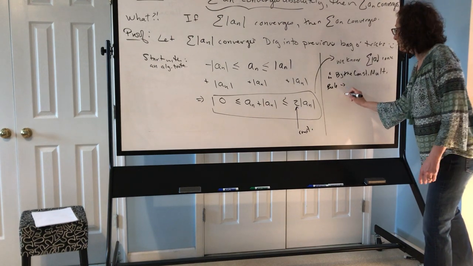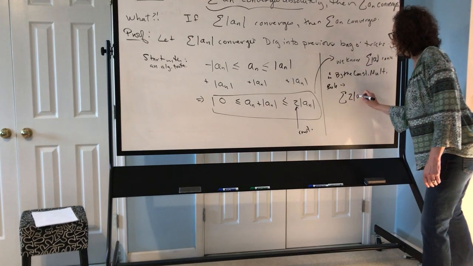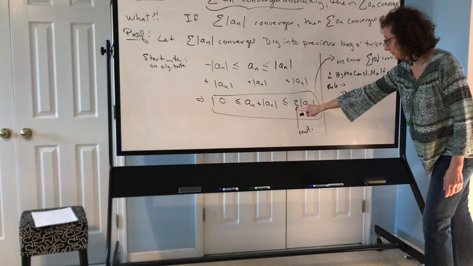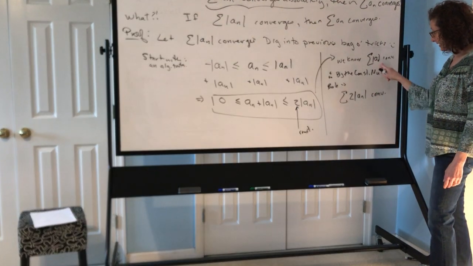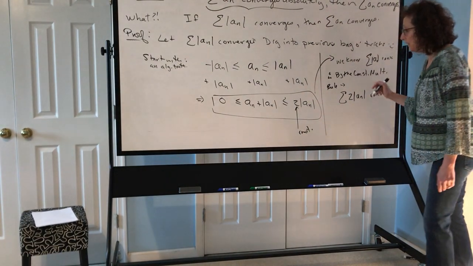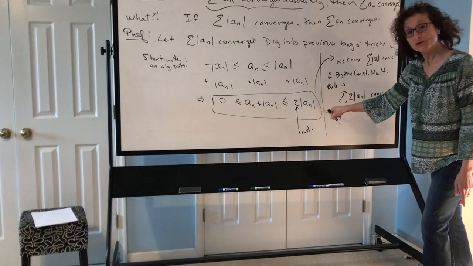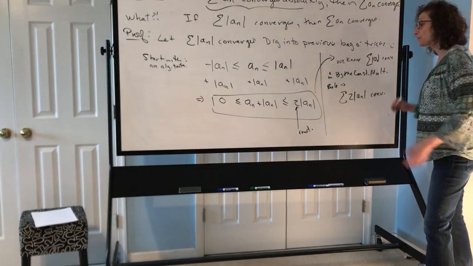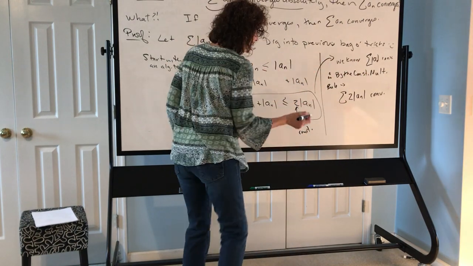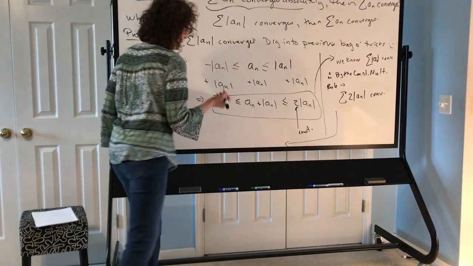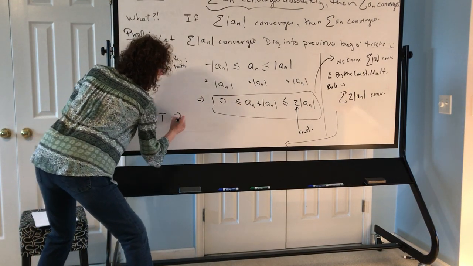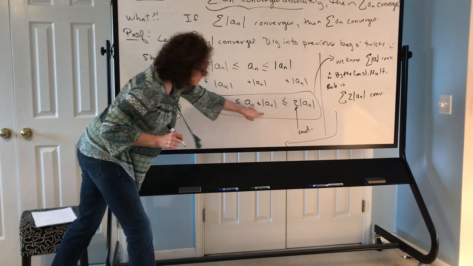Then what do I know? I know that the sum of 2 times the absolute value of a_n converges, right? So that's a constant, so that guy's convergent, a constant times that guy is convergent, right? So I know that this bigger series converges, right? Now, what does the comparison theorem then tell me? Well, the comparison theorem says this series in the middle converges.